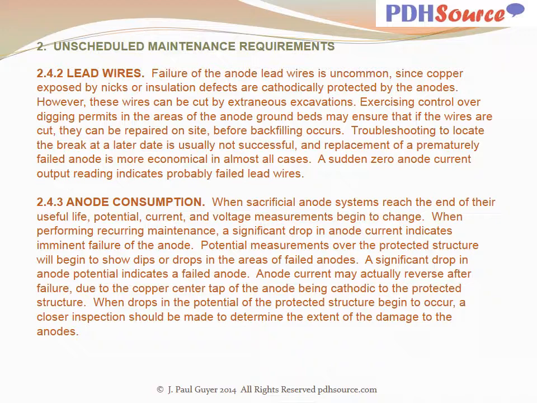Anode current may actually reverse after failure, due to the copper center tap of the anode being cathodic to the protected structure. When drops in the potential of the protected structure begin to occur, a closer inspection should be made to determine the extent of the damage to the anodes.